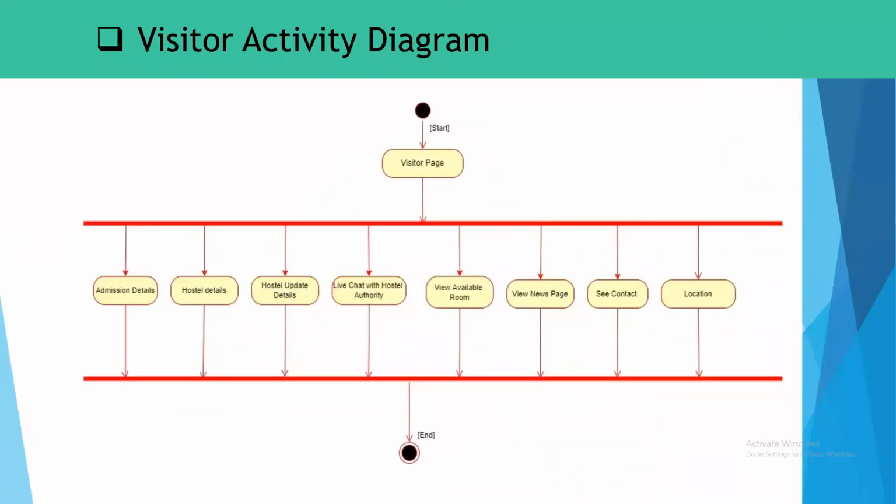So they don't need to log in here to view. Anyone can view the page easily and see all the features. The features for the visitor are admission details, hostel details, live chat with hostel authorities, view news page, see contact, location, and also many things about the hostel. So these three phases are part of our activity diagram. That's all about the activity diagram of our hostel management project. Now I will discuss the Gantt chart.